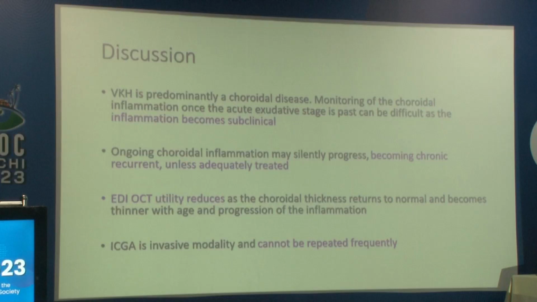So in discussion, VKH is a predominantly choroidal disease. The monitoring of the choroidal inflammation once the acute exudative stage has passed can be difficult as the inflammation becomes subclinical. Ongoing choroidal inflammation may silently progress, becoming chronic recurrent unless adequately treated. The EDI OCT utility reduces as the choroidal thickness returns to normal and becomes thinner with age and progression of the inflammation. ICG is an invasive modality and cannot be repeated frequently.